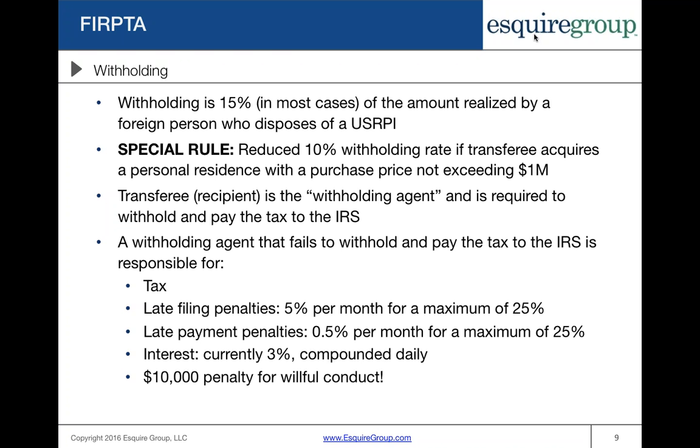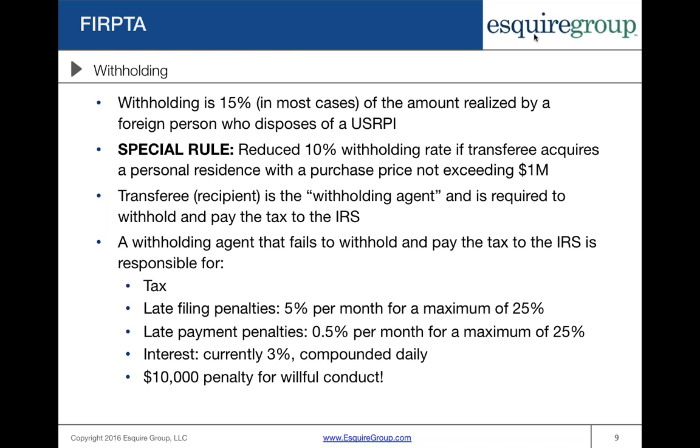Now, the withholding agent is responsible for not only the tax, but can also be responsible for interest and penalties if they fail to withhold and pay the tax to the IRS. So in this case, if the buyer purchased a property from a foreign person and failed to withhold that $75,000 in withholding tax, the IRS is not going to go after the foreign person that sold the property, because that's going to be pretty difficult. The person might be in a foreign country, and the IRS might not have the ability to go after them. So the IRS is going to go after the person that's more likely in the U.S., the buyer, and try to collect the tax, interest, and penalties from them.